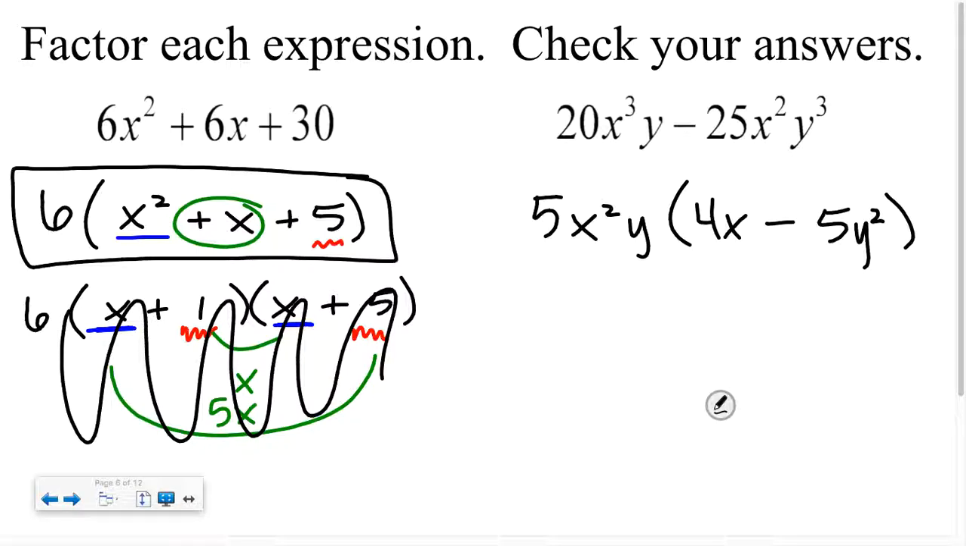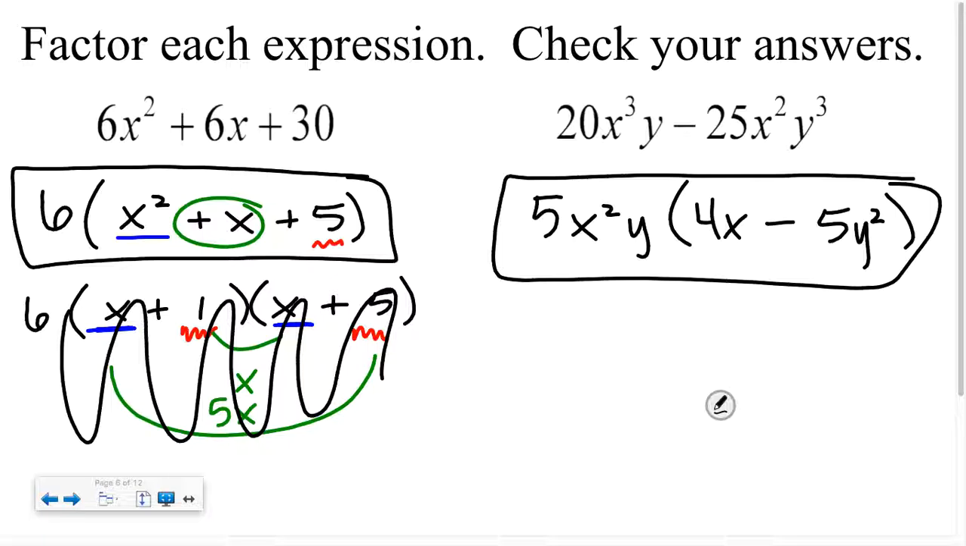Okay, look on the inside. Binomial or trinomial? Binomial. Sum or difference? Difference. So I have to check if these are perfect squares. Is 4x a perfect square? 4 is, right? But x isn't. So since 4x is not a perfect square, this is not a difference of squares, and we would just be done there.